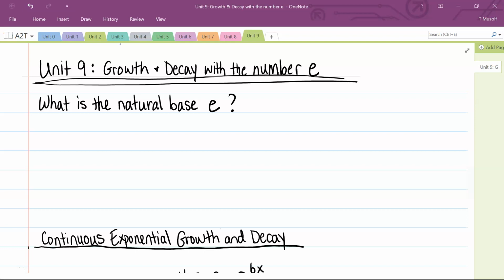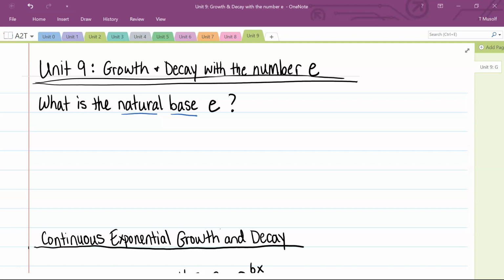Today we're going to be talking about exponential growth and decay, but specifically with the number e. Now you might be thinking, don't you mean letter? Well, no, e is actually a number in math. We call it the natural base, because the base e shows up in a lot of naturally occurring growths.